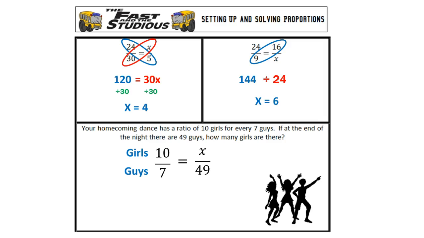Solving a proportion is the easy part. I'm just going to cross multiply. I'm going to do 10 times 49. It's going to give me 490. 490 divided by that other value, the third value that's left by itself, or the one that's across at an angle from the unknown. So divide by 7. I'm going to get 70 girls. If there are 49 guys, if I keep the same ratio, there should be 70 girls at the dance.